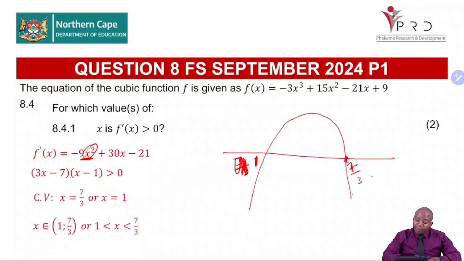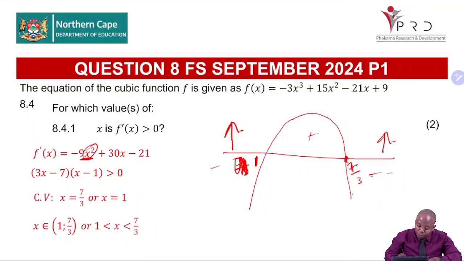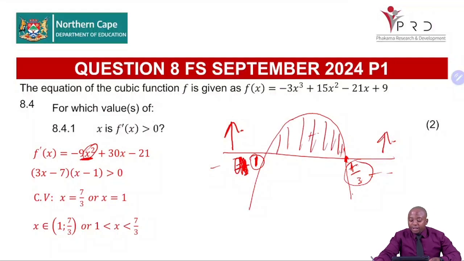Right. Then when you plot them, remember it says greater than. So where is it greater than? It is greater than at the top there. So greater than is at the top. So where it's positive, it's here. This is negative, this is negative. So it's between 1 and 7 over 3, which is the top part, which is this part right here. So we work with an inequality. So x is found between 1 and 7 over 3.